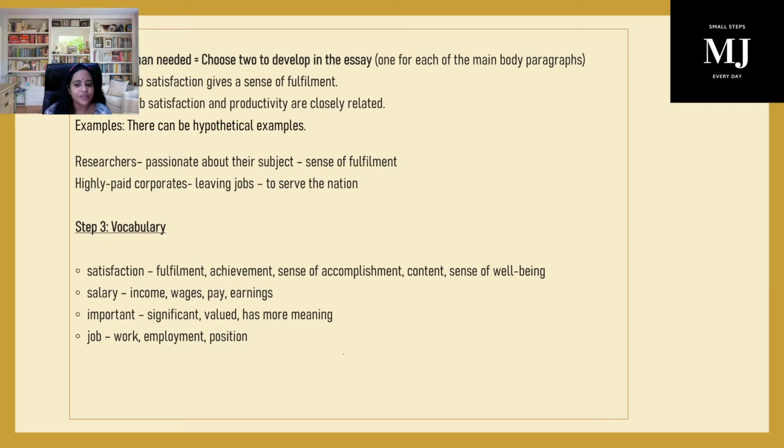That is why researchers don't have that huge pay or wages in mind. They just go for job satisfaction. Another point is the highly paid corporates, and this one relates to the productivity point, guys. See, these are the people who are already getting huge salary. Still, they decide one day that they are leaving their jobs. Why? Because they're passionate about something else. They know that they have something else in mind. They're not having that satisfaction in this corporate job, no matter how much they're earning.